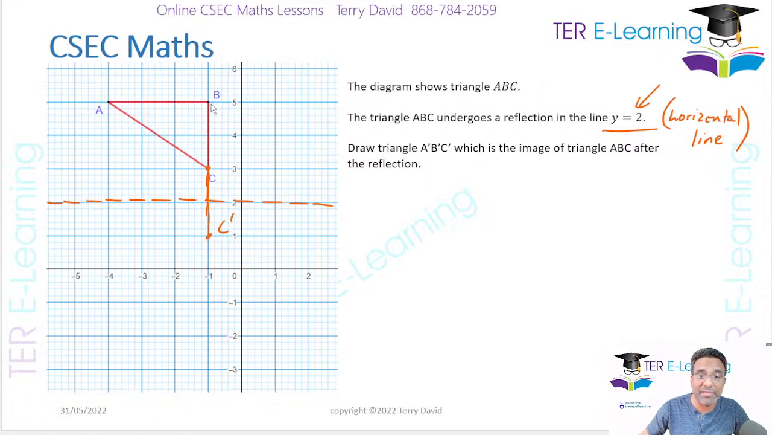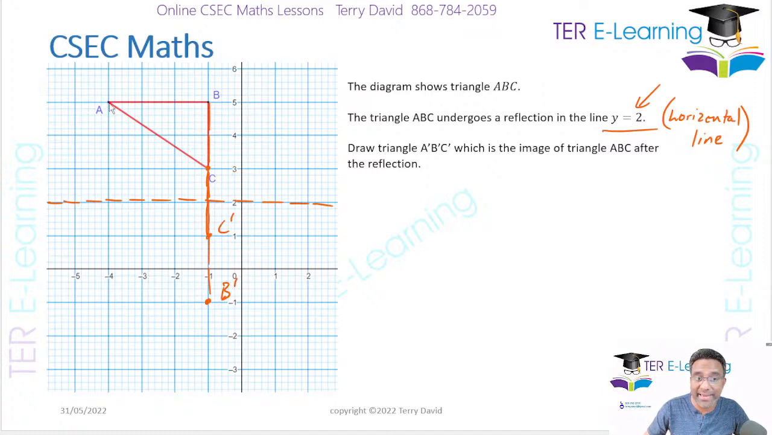We're going to do the same thing for B. For B, we need to check how far B is in front of the mirror line. It's 1, 2, 3 units here. So I need to go 3 units behind the mirror line. 1, 2, 3 units here. So therefore this here is going to be B prime.